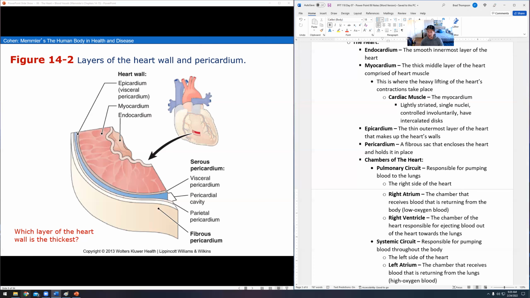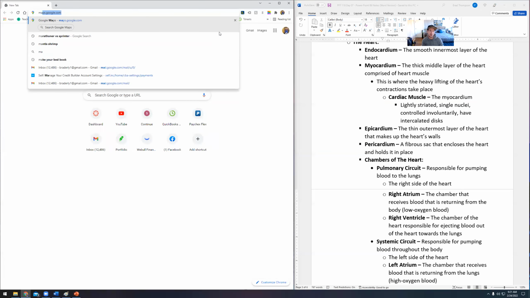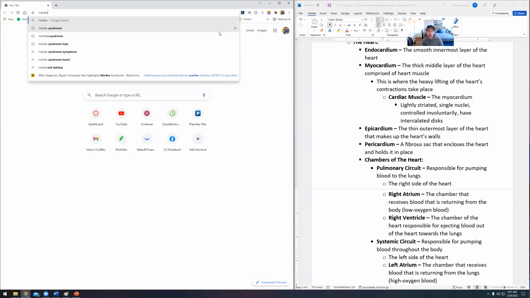I can't remember when I was talking about this, but at one point we were talking about what's called Marfan Syndrome.